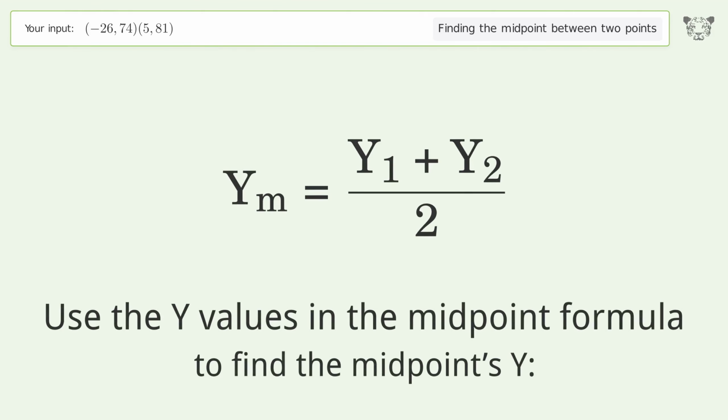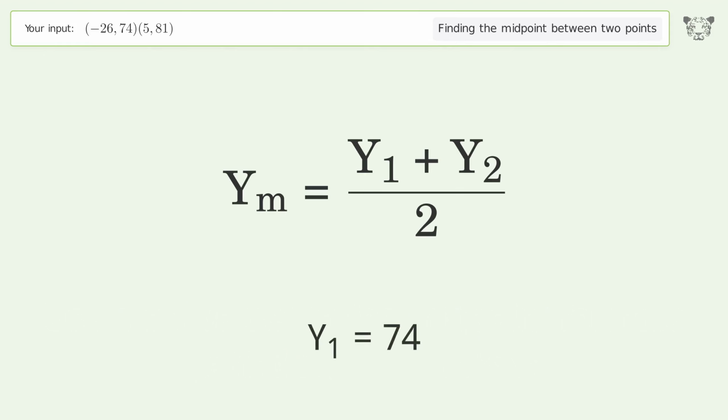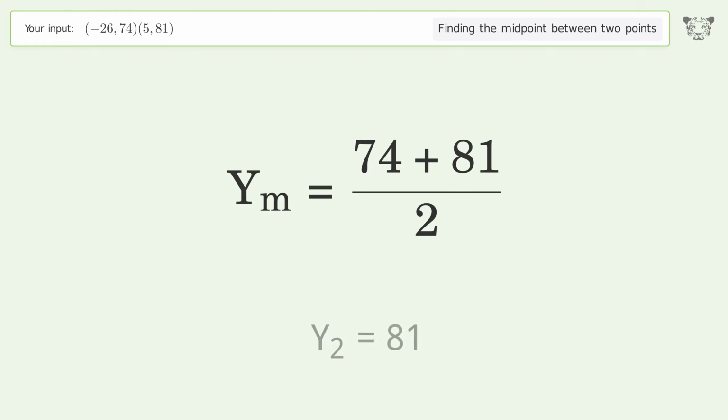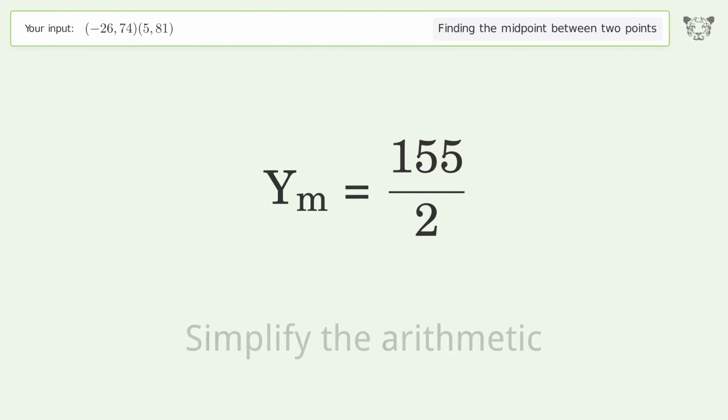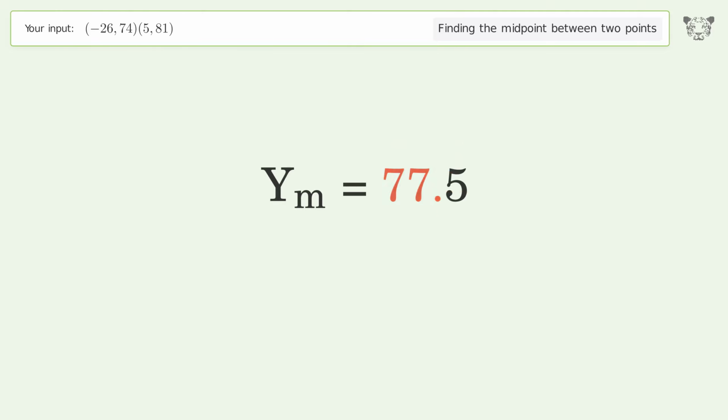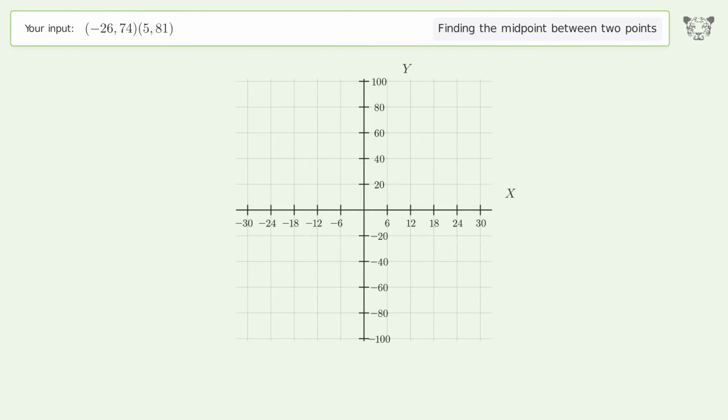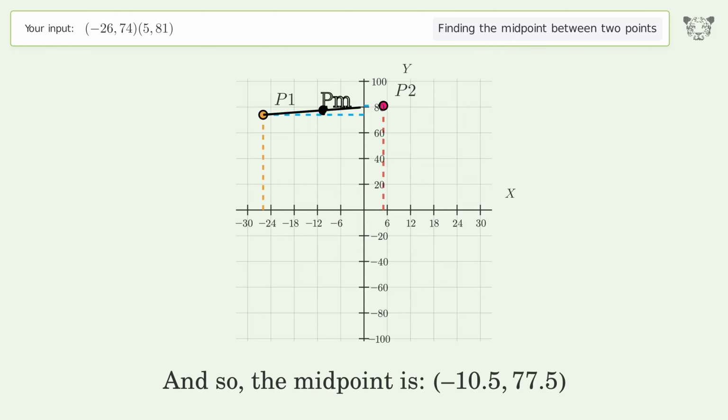Use the y values in the midpoint formula to find the midpoints y. y1 equals 74. y2 equals 81. Simplify the arithmetic. And so, the midpoint is, negative 10.5, 77.5.